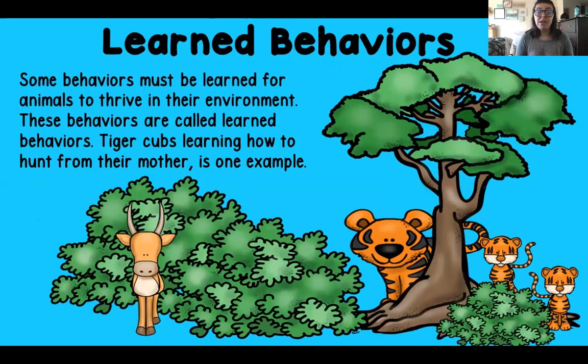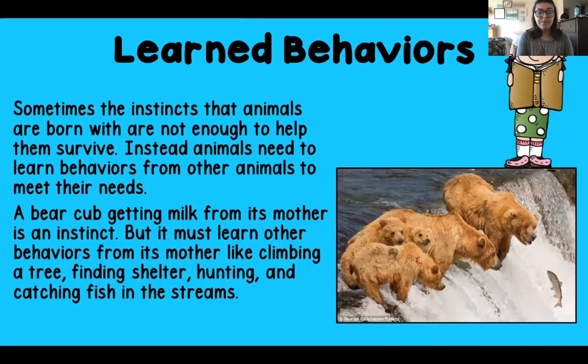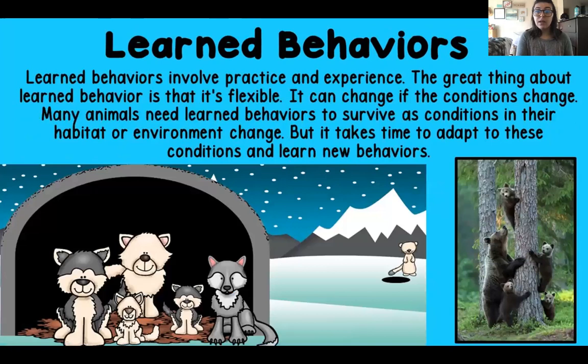And then we have learned behaviors. So some behaviors have to be learned from their parents to help the animal survive. So like tiger cubs have to learn how to hunt from their mom. And that's something that they have to learn how to do if they want to be able to hunt. And just like some instincts that animals are born with are not enough. So animals need to learn the behaviors from others in order to survive, like learning how to get fish like these bears. A lot of things about learned behavior are flexible. It can change if the conditions change. So if it's wintertime, they might learn something different than if it's summertime.